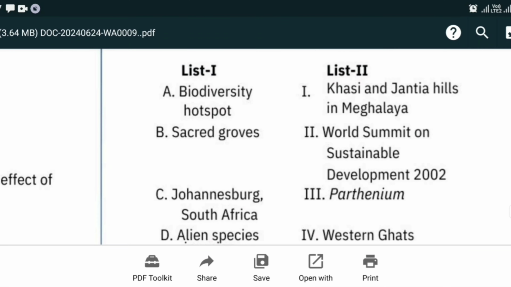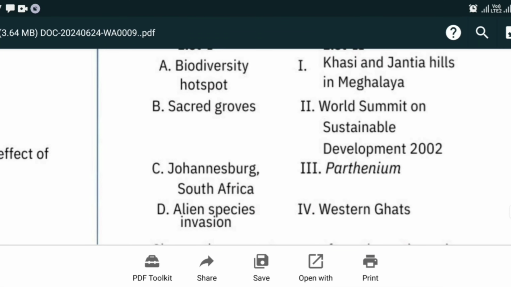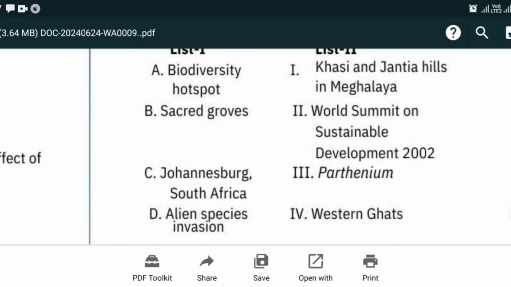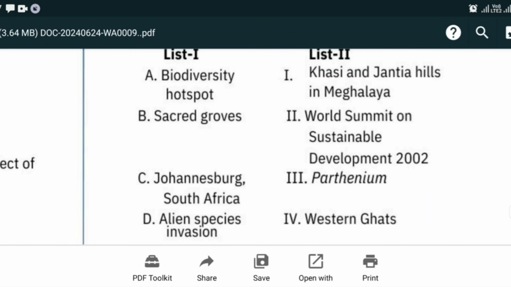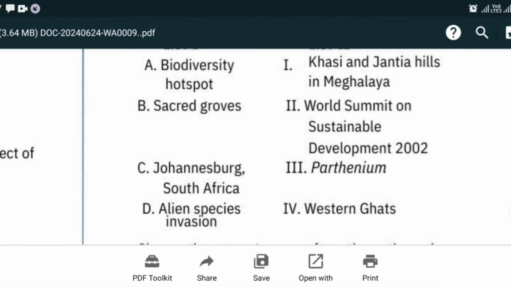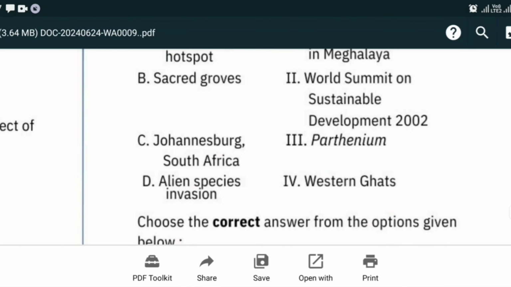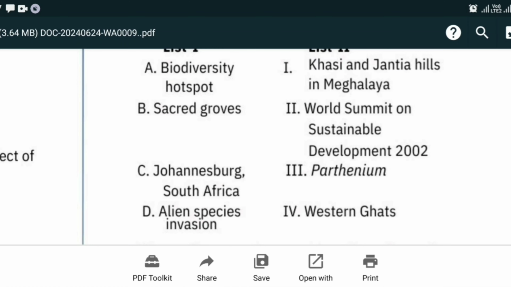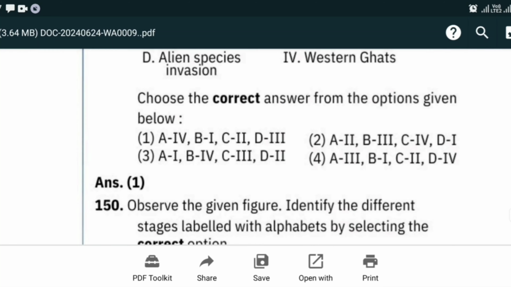Next, biodiversity hotspot. So the answer will be Western Ghats, and sacred groves, that is Khasi and Jaintia Hills in Meghalaya. Then Johannesburg, South Africa. So this will be World Summit on Sustainable Development 2002, and alien species invasion. So that is Parthenium. So the answer will be the first option.